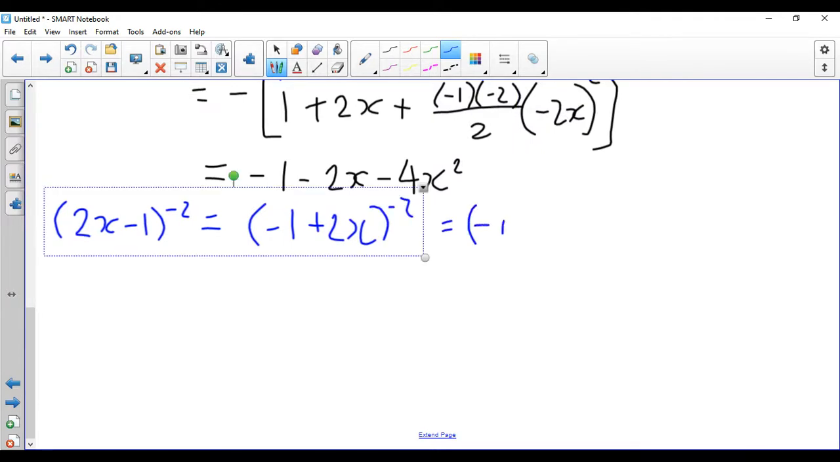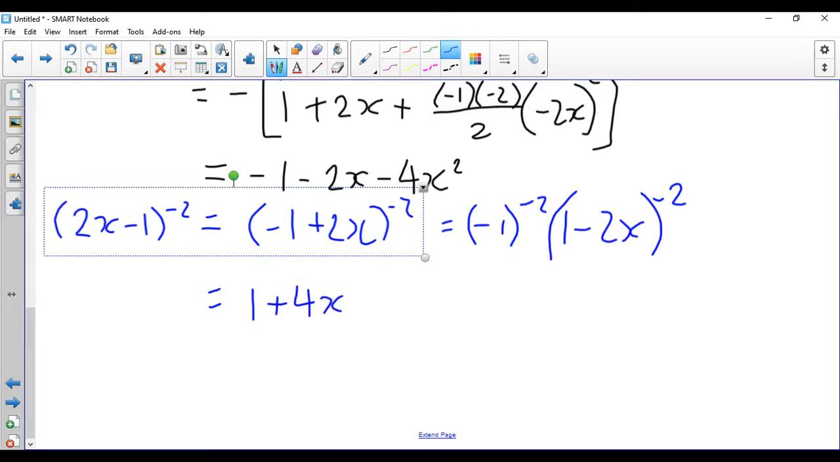Bring that -1 out, put it to the -2. Now, -1 to the -2, you can either use your calculator or think of your laws of indices, it is just 1 over -1 squared, so 1 over 1, 1. So actually, I'm just going to need to expand the 1 bracket. So -2x times -2 is +4x.